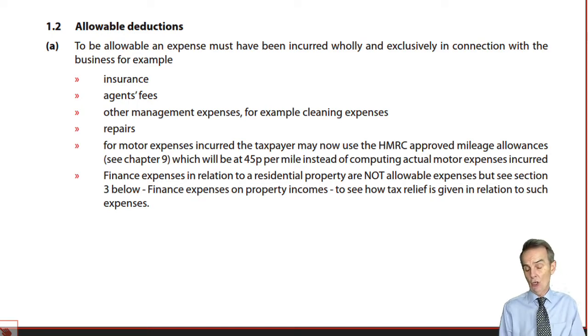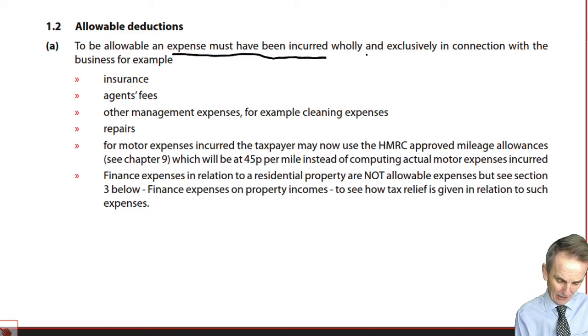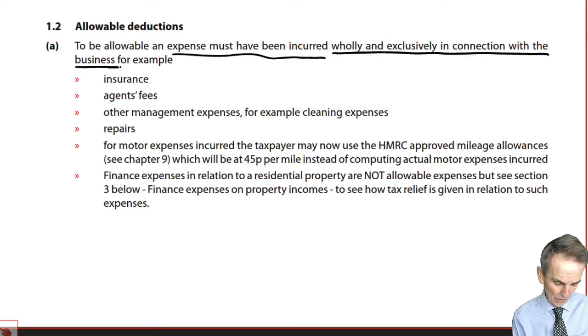And for each, knowing it is the paid basis that we're going to use, we need to establish whether or not those expenses that were paid are allowable within our tax year to be deducted from the rental income received. So what do we know about these deductions? Again, as I said, we're treating it in business terms here, but to be allowable, an expense must be incurred. And this is the same rule as you'll see in Chapter 4 for trading. It must be incurred wholly and exclusively in connection with the business.